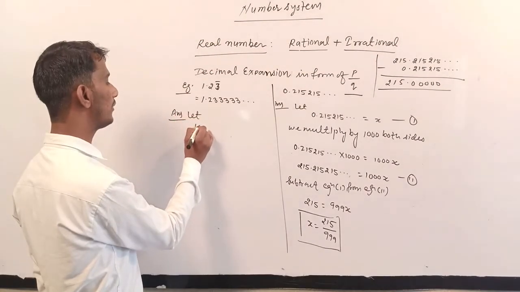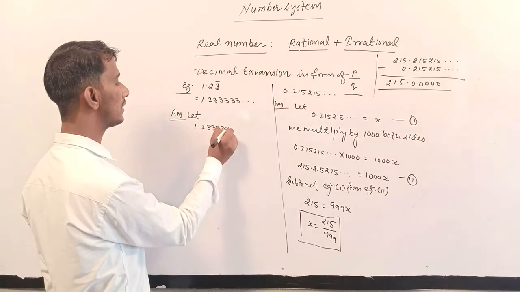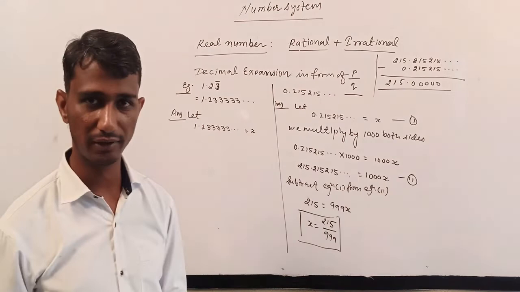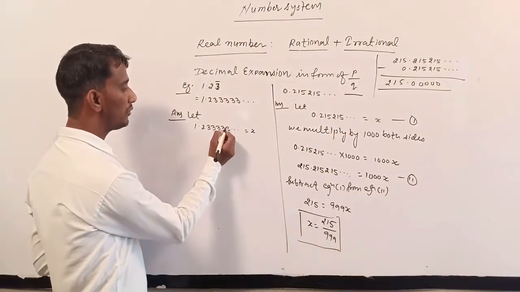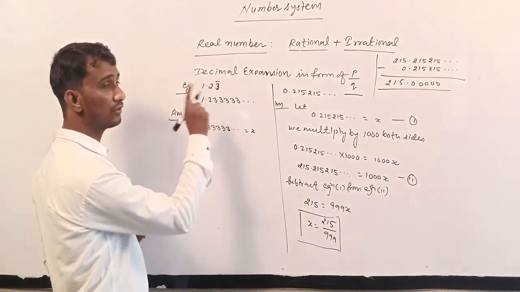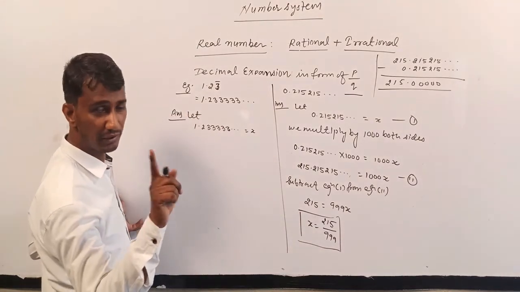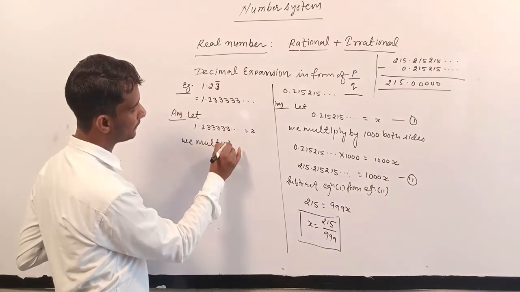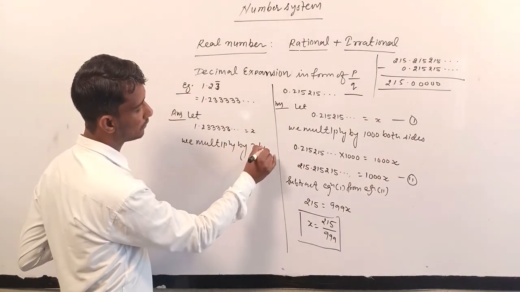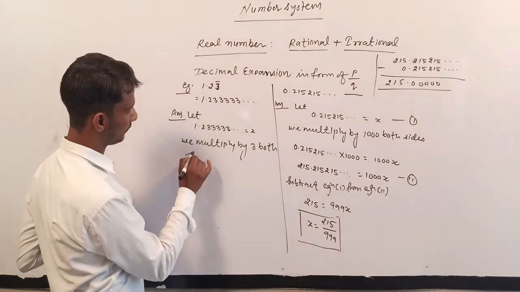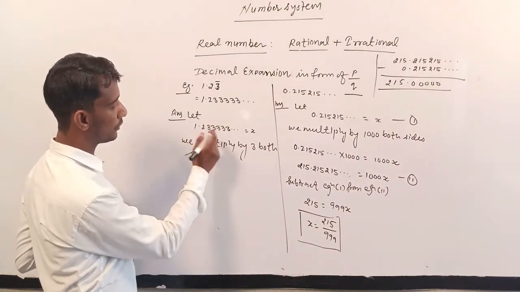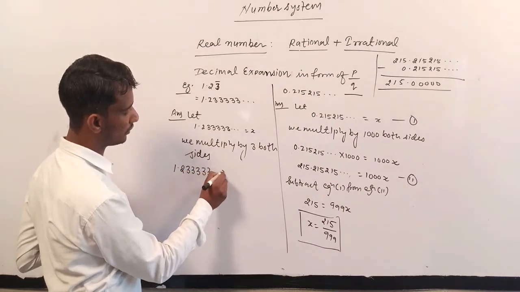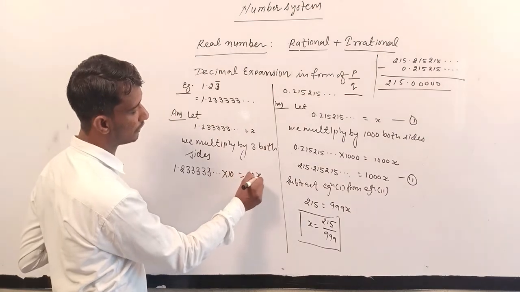Let 1.23333 repeating be equal to x. Suppose that. Now we check how many digits are repeated. We have checked the bar is on one place, so here only one digit is repeated. So we multiply by 10 both sides. So what do we get? 1.23333 into 10 is equal to 10 into x, 10x.